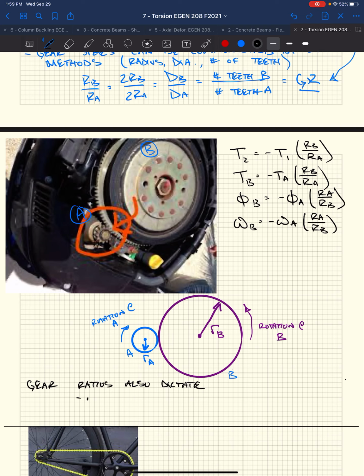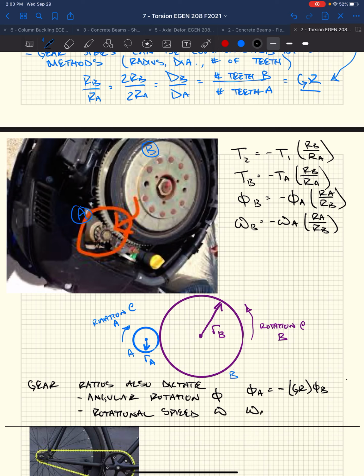So they also dictate angular rotation, right? That's our rotation equation. Phi sub A equals negative our gear ratio times phi sub B. Similarly, rotational speed, omega A equals minus gear ratio times the rotation of B.